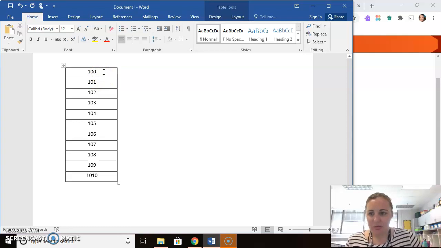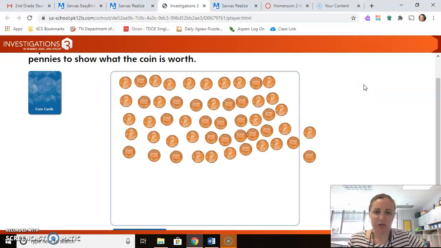Okay, let's look at one more. 100, 101, 102, 103, 104, 105, 106, 107, 108, 109. Look at this down here. Does it say 110? No, it says 1010. Let's change that to 110. Very good.